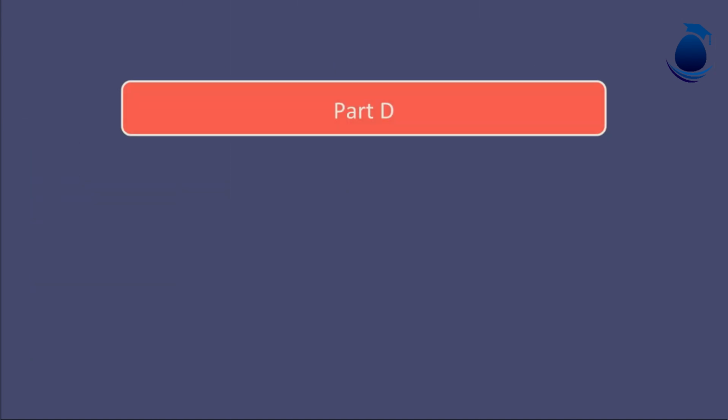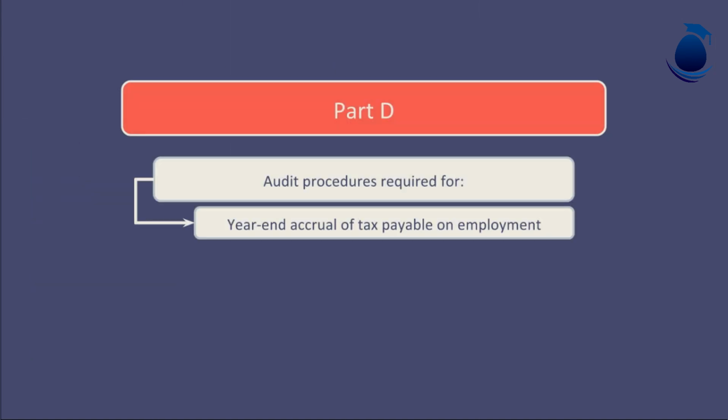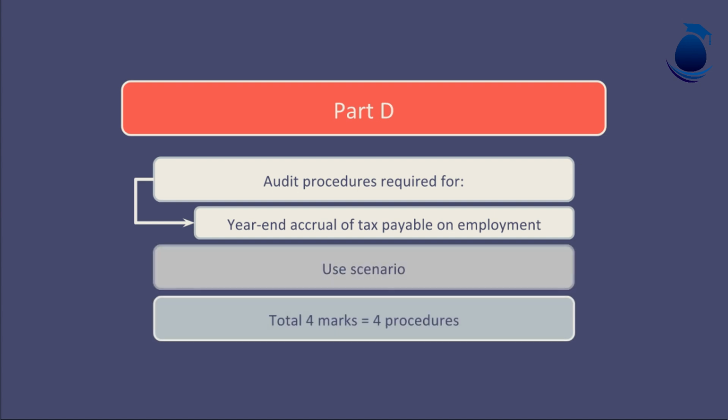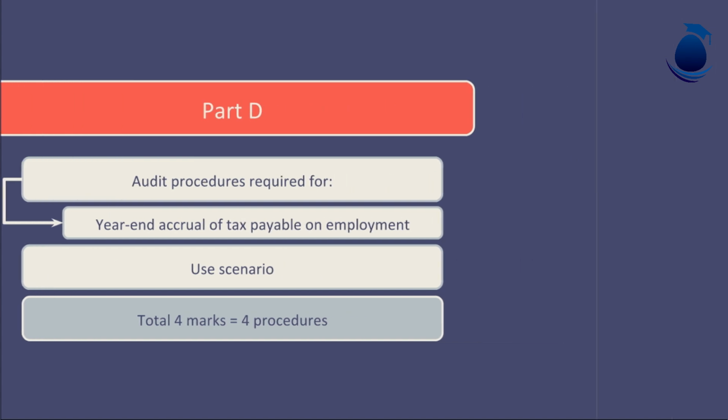Part D asks to describe audit procedures that would be required in respect of the year-end accrual for tax payable on employment. This again requires you to provide substantive audit procedures, this time for a liability balance. This is for 4 marks, so 4 procedures needed and relevant to Trombone. Let us now start to structure our answers for each requirement.